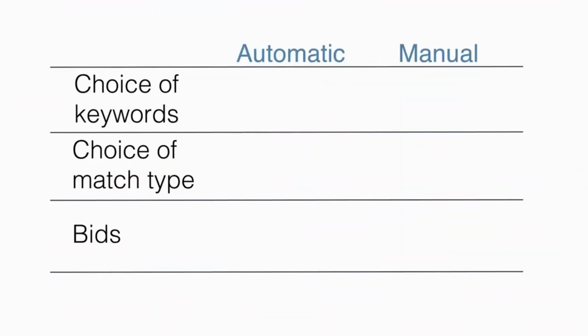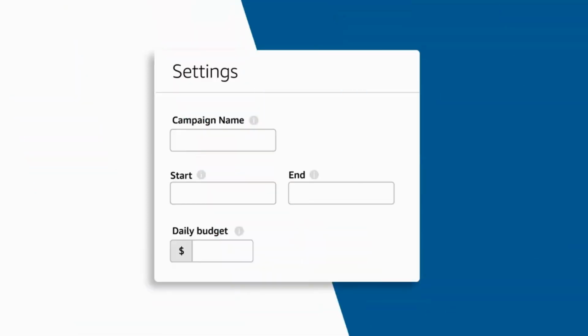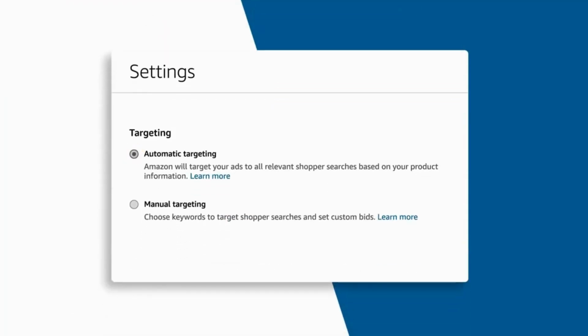For automatic targeting, you can set one bid for each ad group, and Amazon automatically targets relevant shopper search terms based on your products. For manual targeting, you can set bids on the keywords of your choice. This lets you add high-performing shopper search terms from your automatic targeting campaigns as keywords in your manual targeted campaign and set keyword-level bids. Earlier in this series, we covered how to create an automatic targeting campaign.